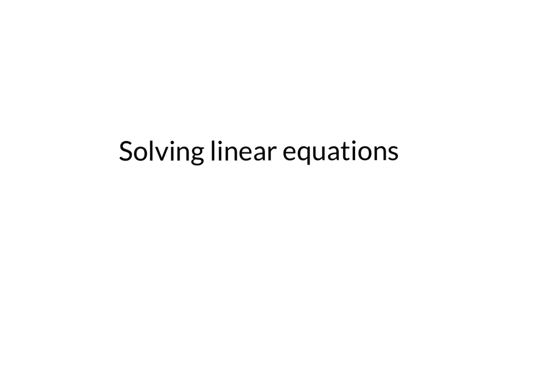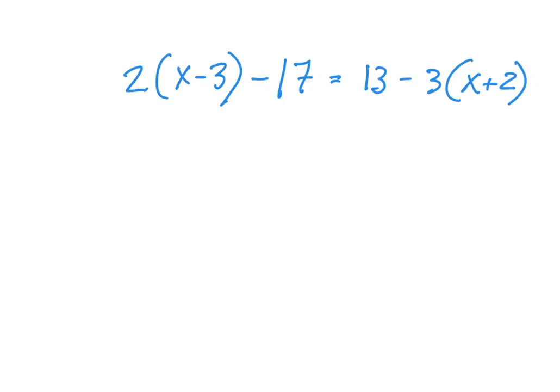We're going to now do a little bit more with solving linear equations, extending on a couple of concepts learned earlier. Starting here with something a little bit bigger. As we go through this, working through our order of operations, first thing I need to do is the distributive property. So 2x minus 6 minus 17 equals 13.